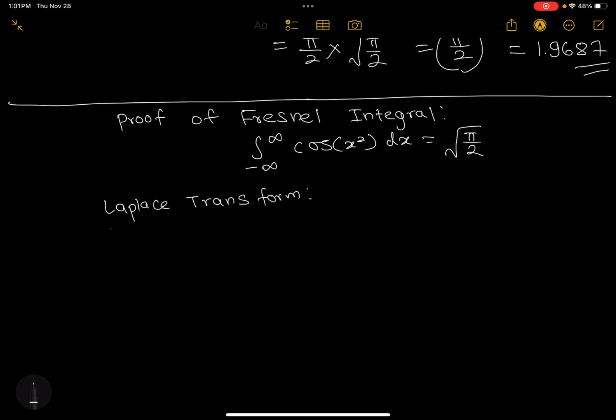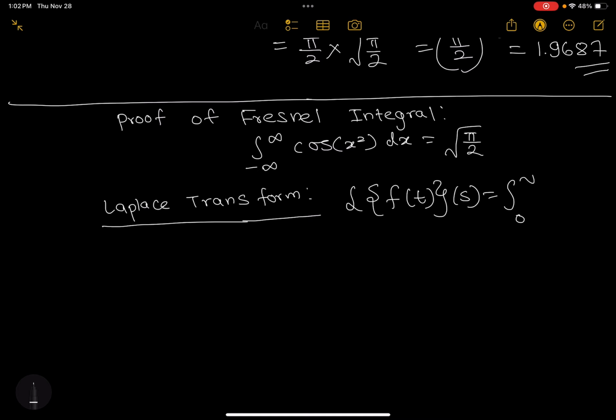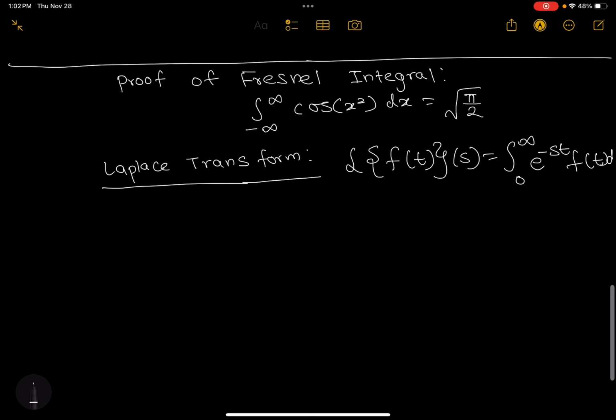Now, if you don't know what Laplace transform is, you might still be able to understand. You can just try to follow. The Laplace transform of a function, L, is defined as follows. Let's say I want to transform this function f of t to the world of s using the Laplace transform. This is defined as the integral from 0 to infinity of e to the power minus st f of t dt. I guess you understand it, right?